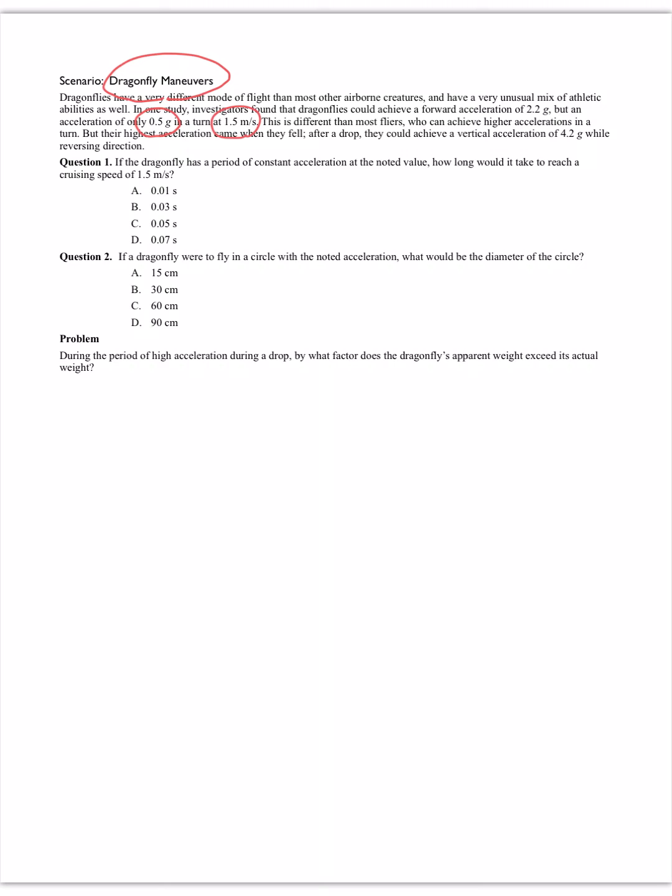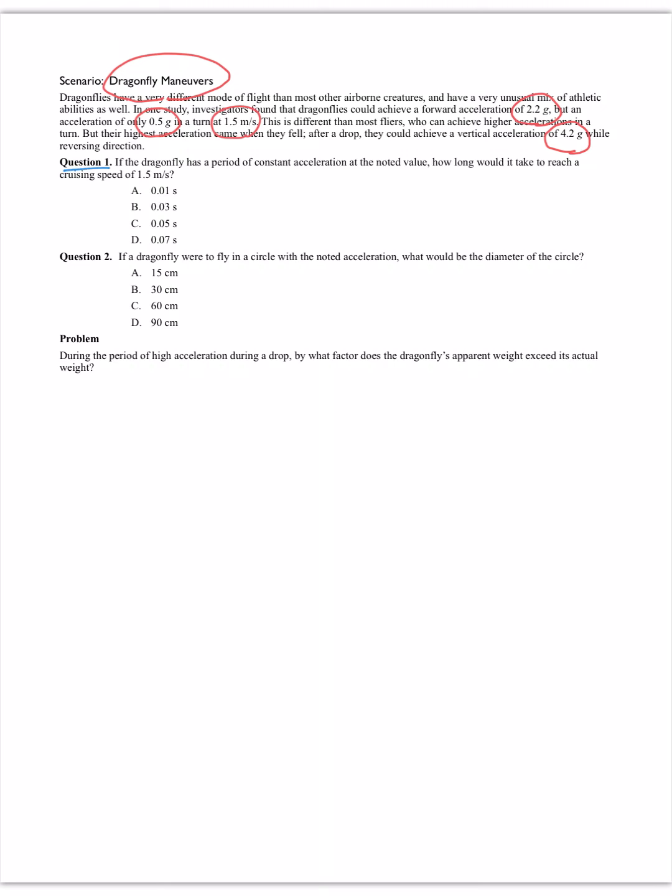But they can have a forward acceleration when they're speeding up from rest of 2.2 Gs, and they can do a vertical acceleration if you drop one and it has to pull out of a fall. It can do a vertical acceleration of 4.2 Gs. Okay, so let's take a look at the questions first.